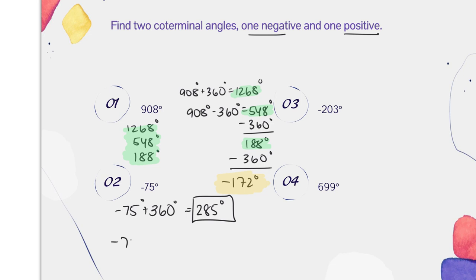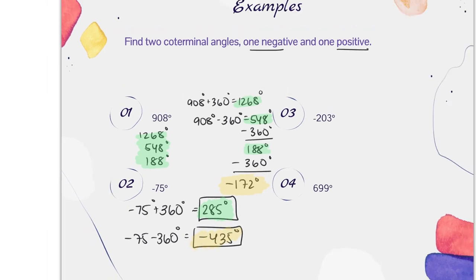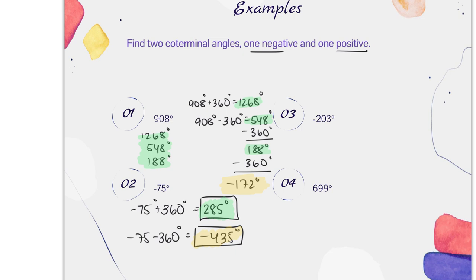And if I take the negative 75 and I subtract 360, I'm going to get a negative coterminal angle with it. So let me do the math here. Negative 435 degrees. So I answer the question because the positive coterminal angle is 285 and the negative coterminal angle is negative 435. And that's all I need to answer that question. So I want you guys to work on these on your own, and then we will finish them up together. And that'll be the end of it for today.